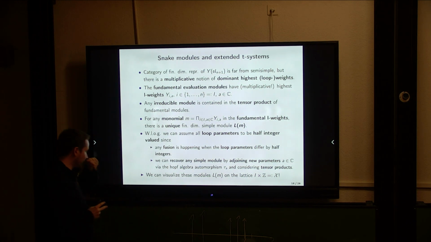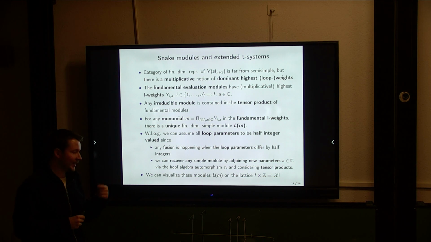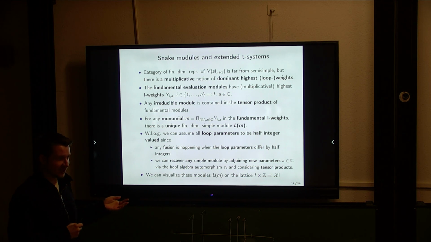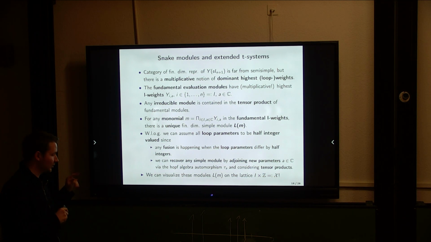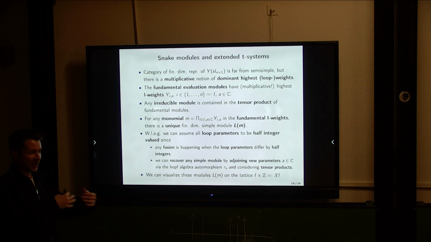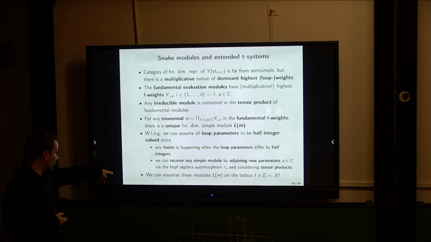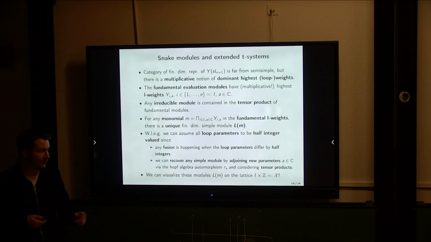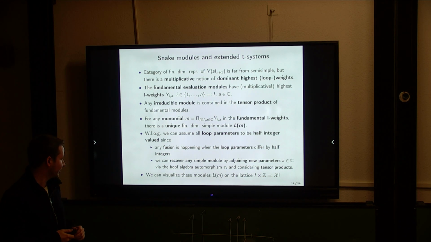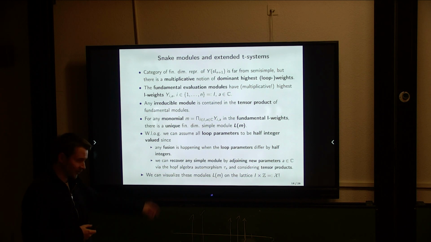And this is what is explained here. It's because fusion is only happening when the loop parameters differ by half integers. And on the other side, there is this Hopf algebra automorphism tau_a of the Yangian, and you can adjoin the parameters back. So you can consider the half integer valued parameters only, and at the end you can get everything back by adjoining with tau_a and considering tensor products. Okay? So this is very good, because now we can visualize these modules L(M) on the lattice I cross Z, which I call X.